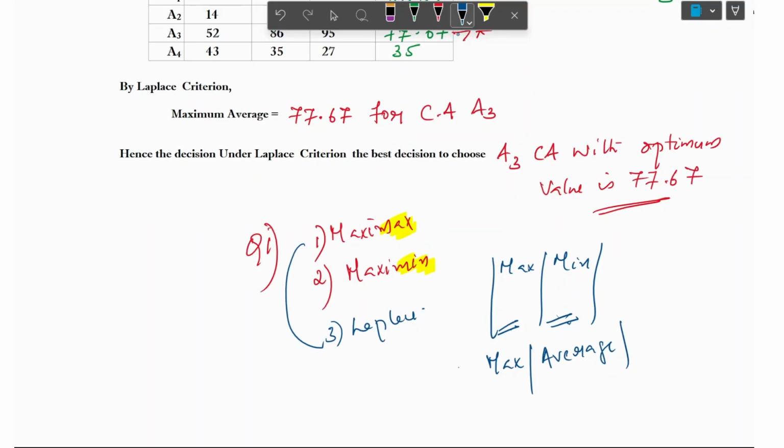One more method is there, that is the Minimax regret criterion, that I will show you in the next video, because I am going to club it with the EOL criterion. For both, we need to consider the regret table.